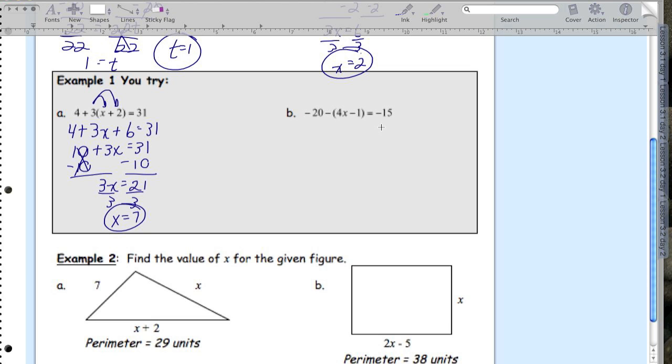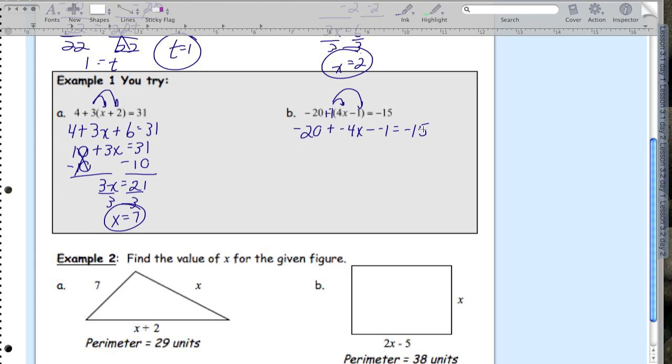In letter B, negative 20 minus the quantity of 4x minus 1 equals negative 15. Well, this minus means I'm going to have to distribute in a negative. And we said before that's really because that's like a negative 1 there. So what I'm distributing in is negative 1. So I'm going to get negative 20 plus negative 1 times 4x is negative 4x. This minus sign comes down. Negative 1 times 1 is negative 1.